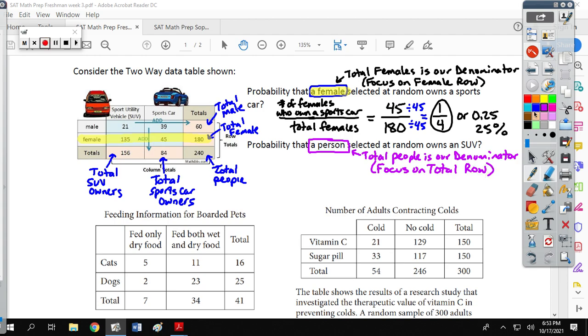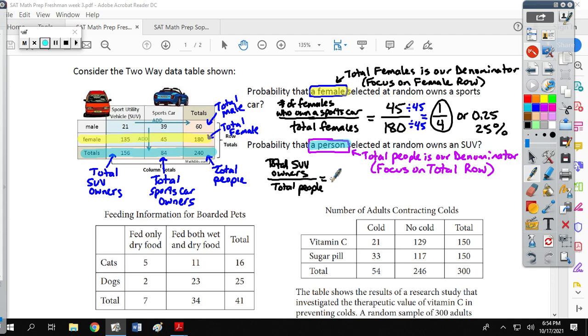Okay, so we're going to go in, and instead of using the row that I highlighted in yellow, we're going to use these numbers on the total row: 156, 84, and 240. Now, when we're asked for the total, or the probability that a person selected at random owns an SUV, that would be the total SUV owners divided by the total people.